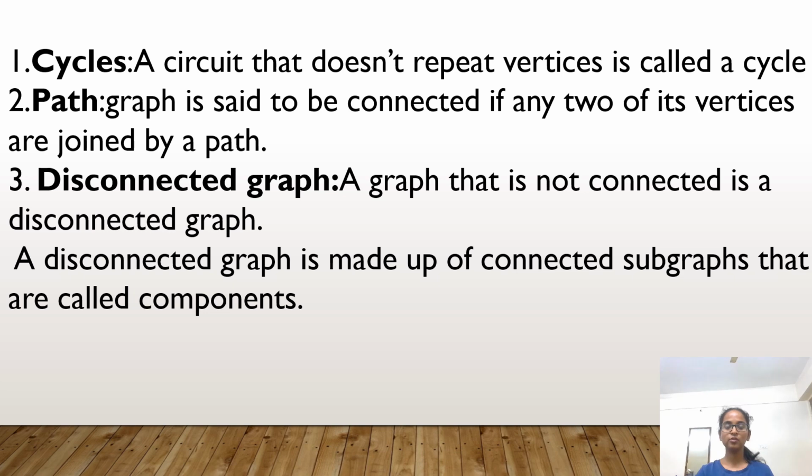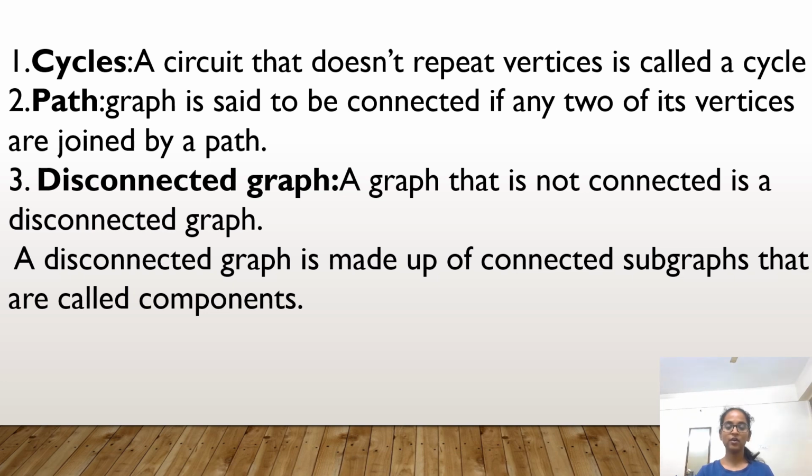Cycles. A circuit that doesn't repeat vertices is called a cycle. Path. A graph is said to be connected if any two of its vertices are joined by a path. Disconnected graph. A graph that is not connected is a disconnected graph.